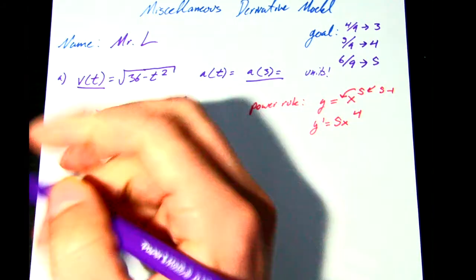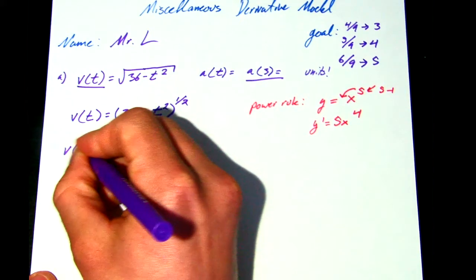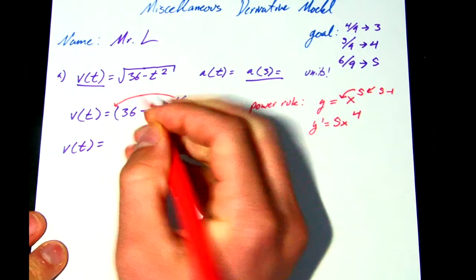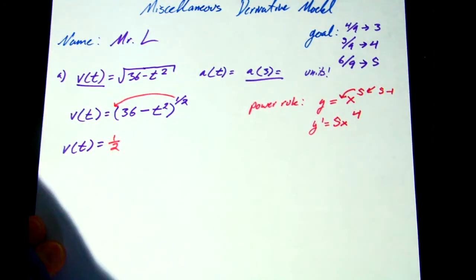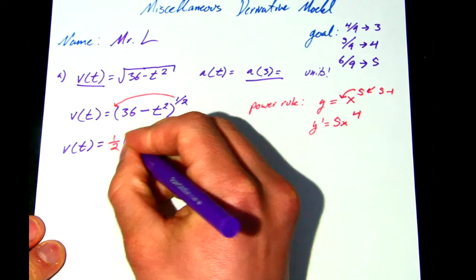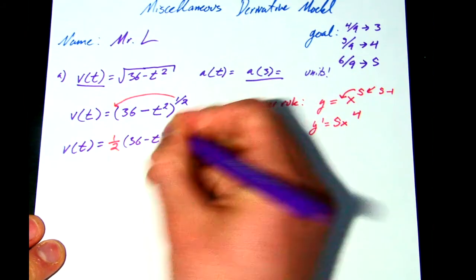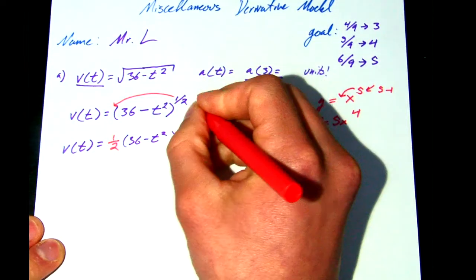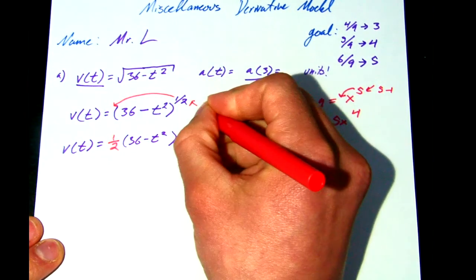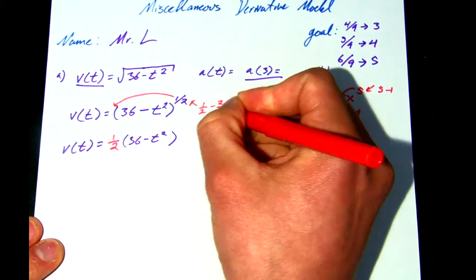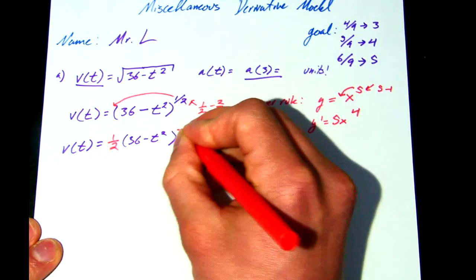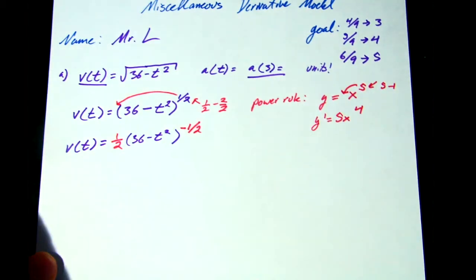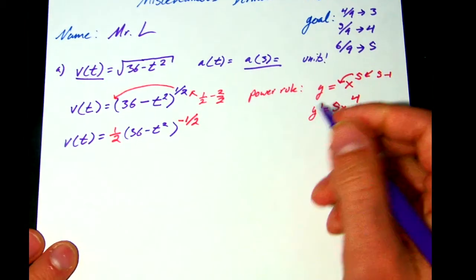So I'll do v of t is equal to, I'm going to bring down the exponent, so that's 1/2 times (36 minus t squared). Close the parentheses. Now, I always think of this as 1/2 minus 2 over 2. 2 over 2 is, of course, 1, so I get a negative 1/2 to the exponent. Now, this is also a chain rule problem.